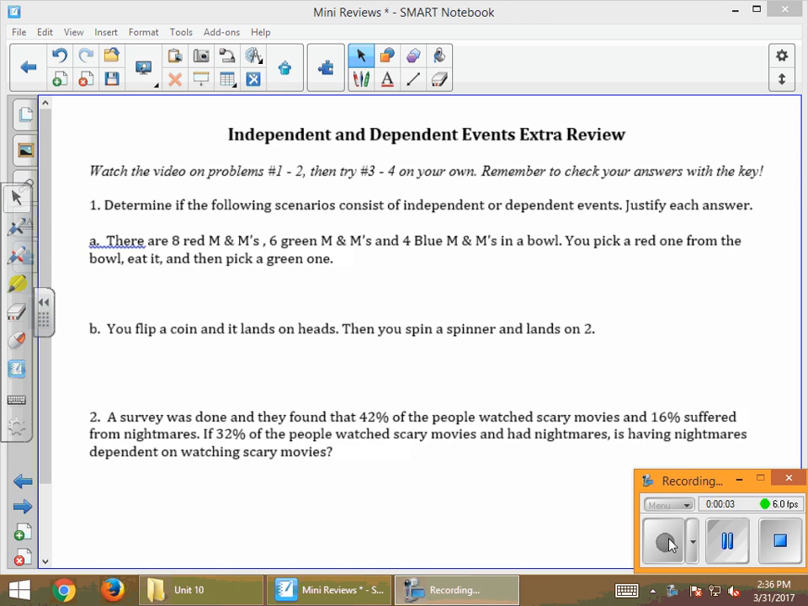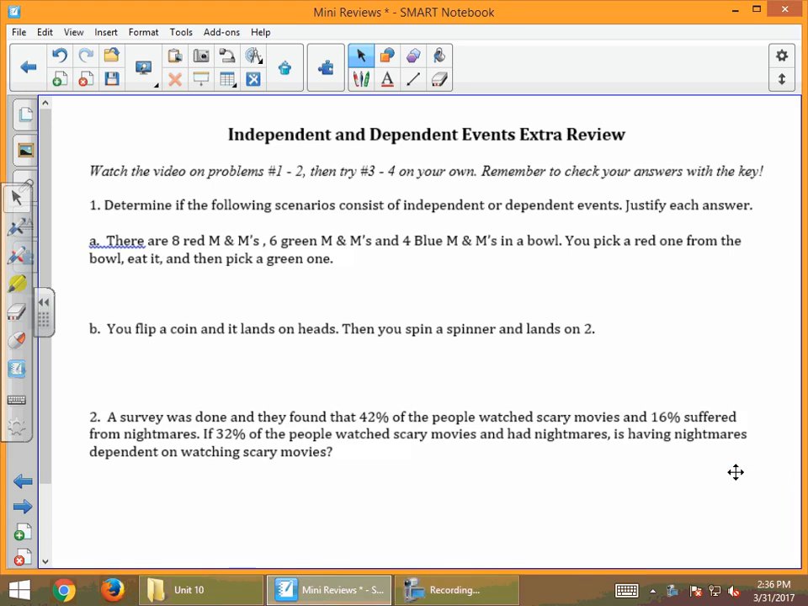In this action review, we're going to talk about independent and dependent events, and we're going to do 1 and 2 together, and you will do 3 and 4 on your own.